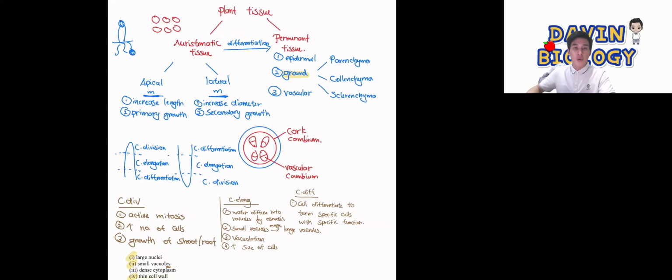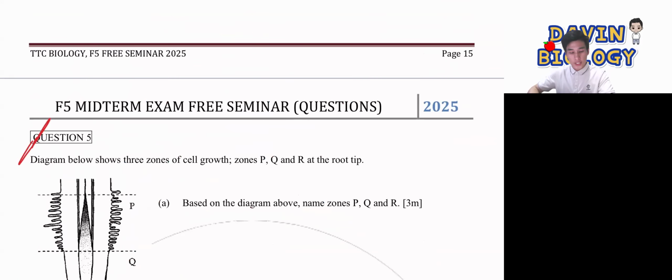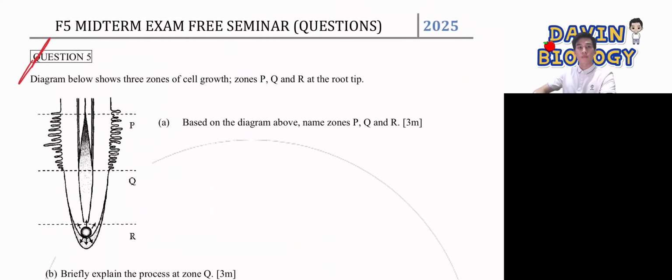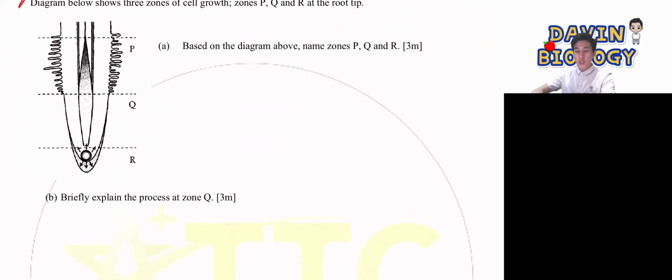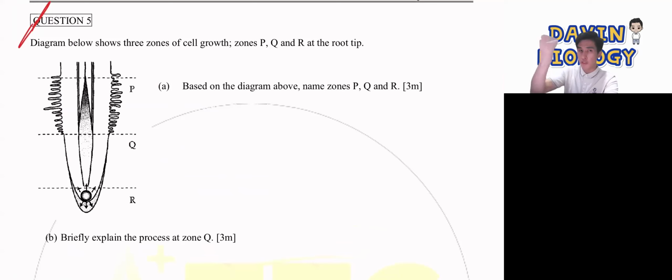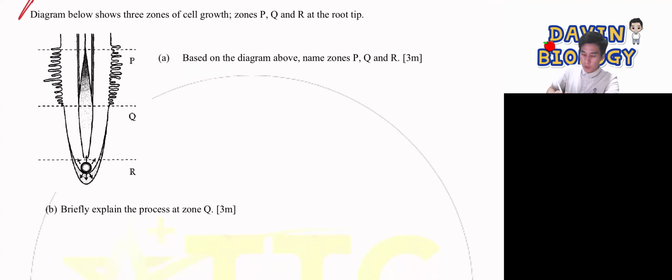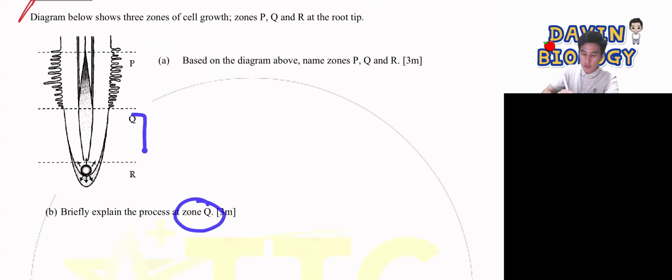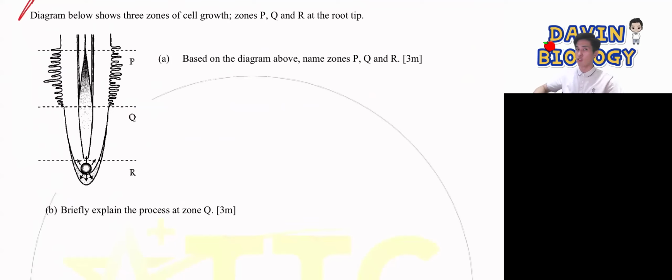Now, if you look at this question, page number 16. This one I won't do, because just now we already wrote down the things. It's all here already. So this is very straightforward, very simple, don't need to think. They ask you to label the zones, obviously we know already: division, elongation, differentiation. And then they ask you to briefly explain the process at zone Q. So you just have to say the water diffuses into the vacuole, the vacuole becomes small to big, and this is called vacuolation. That's the process.